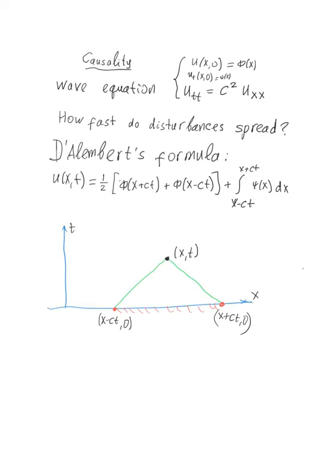So this formula implies that in order to compute the value of the solution at x, t, we need to know the initial conditions on the interval from x minus ct to x plus ct. What is essential here is that the initial conditions outside of this interval have no influence on the value of the solution at the point x, t.